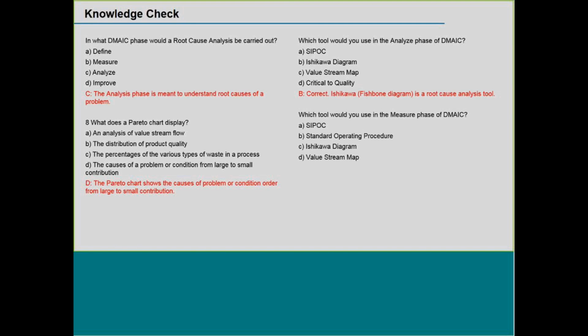Which tool would you use in the measure phase of DMAIC? SIPOC diagram, standard operating procedures, Ishikawa diagram, or value stream map? And value stream maps are very critical tools, especially when you're kicking off the DMAIC process, when you've created your process map, and you have to know your measurements along the way. A great way of putting that into play is a value stream map, which shows all the measurements for your entire process from A to B, to C to D.